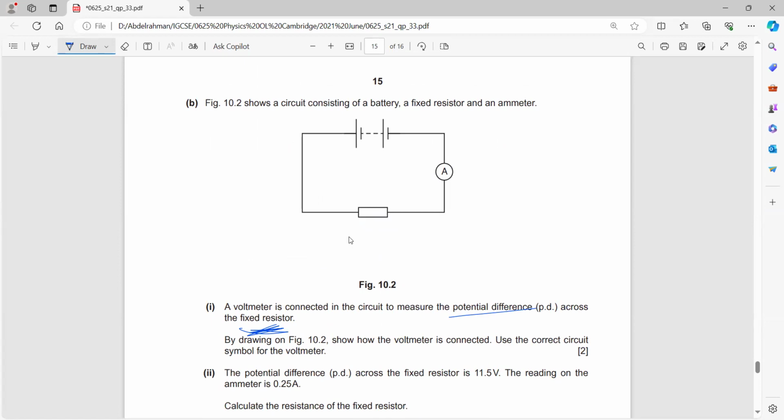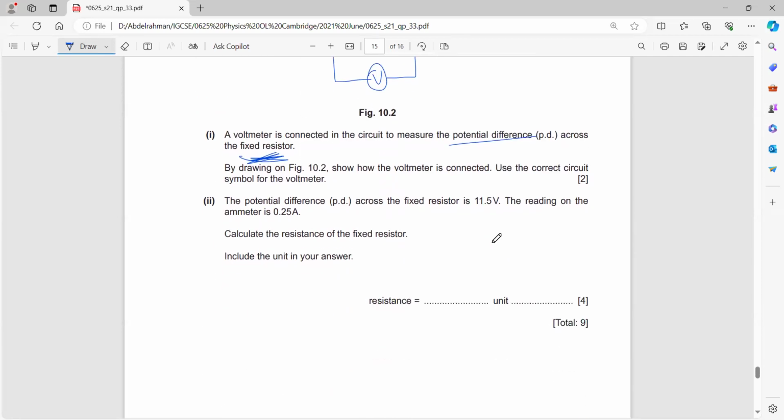Look guys, I saw some amazing answers for this question before. Some people drew the voltmeter on the ammeter. Can I draw the voltmeter parallel to the ammeter? That's completely wrong. I have to draw the voltmeter parallel to the fixed resistor. What if I draw the voltmeter parallel to the battery? Would that be correct? No. It has to be parallel to the fixed resistor.